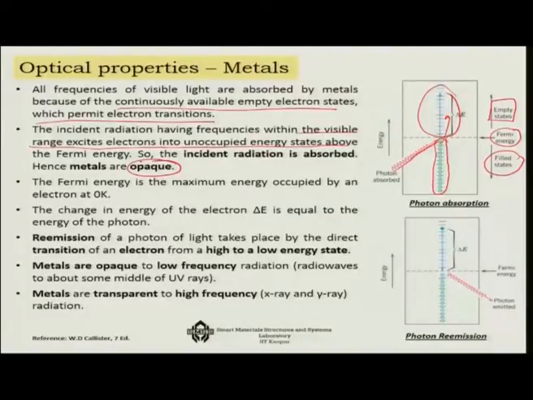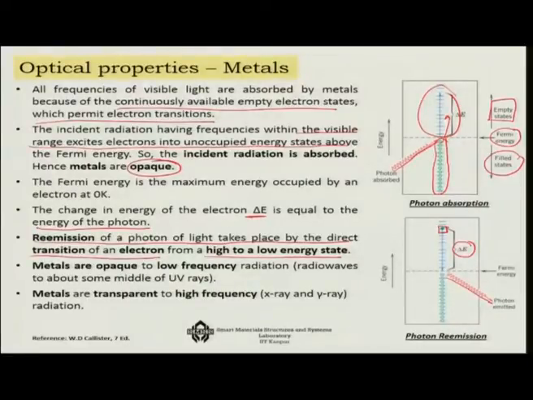The change in the energy of the electron, delta E, is equal to the energy of the photon, because this is the energy that it is absorbing. So delta E is actually the amount of energy that is coming through the photon. What happens? It does not stay in that position. After it gets the energy, it re-emits. Re-emission of a photon of light takes place by the direct transition of an electron from a high to a low energy state. So it first gets excited, goes to the high energy state, and then it re-emits the photon. It does not hold that energy with it.